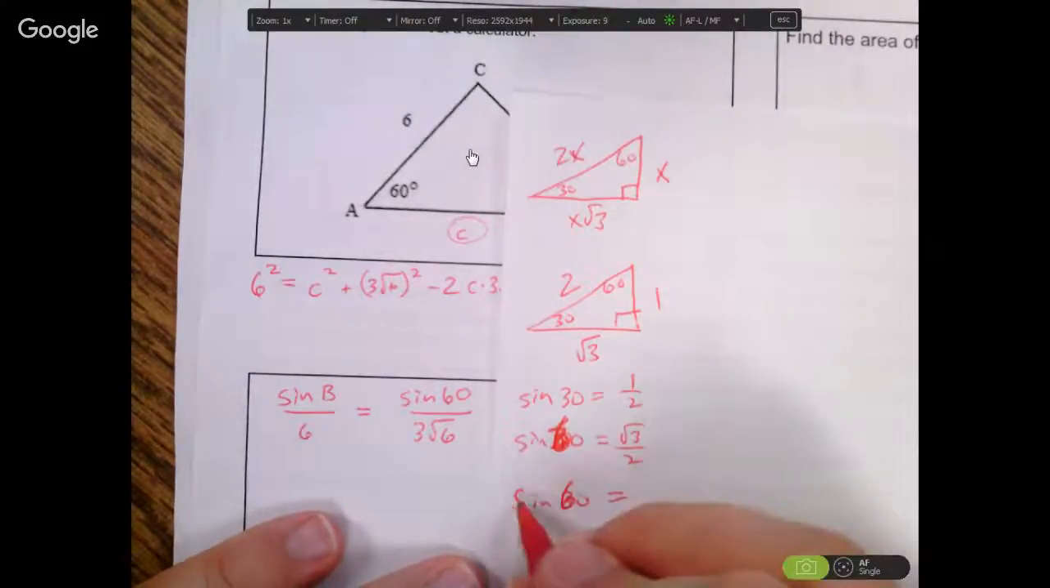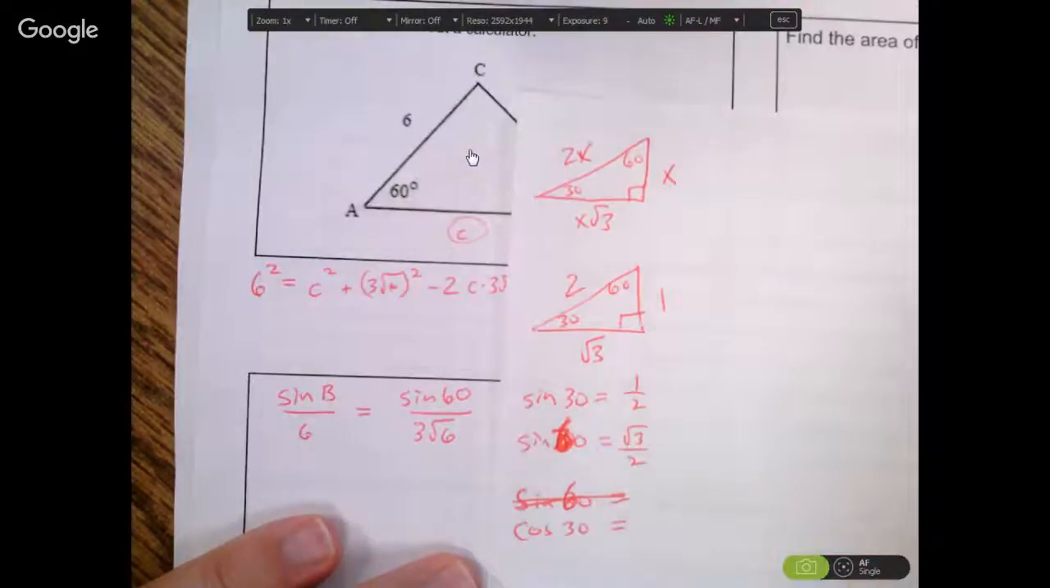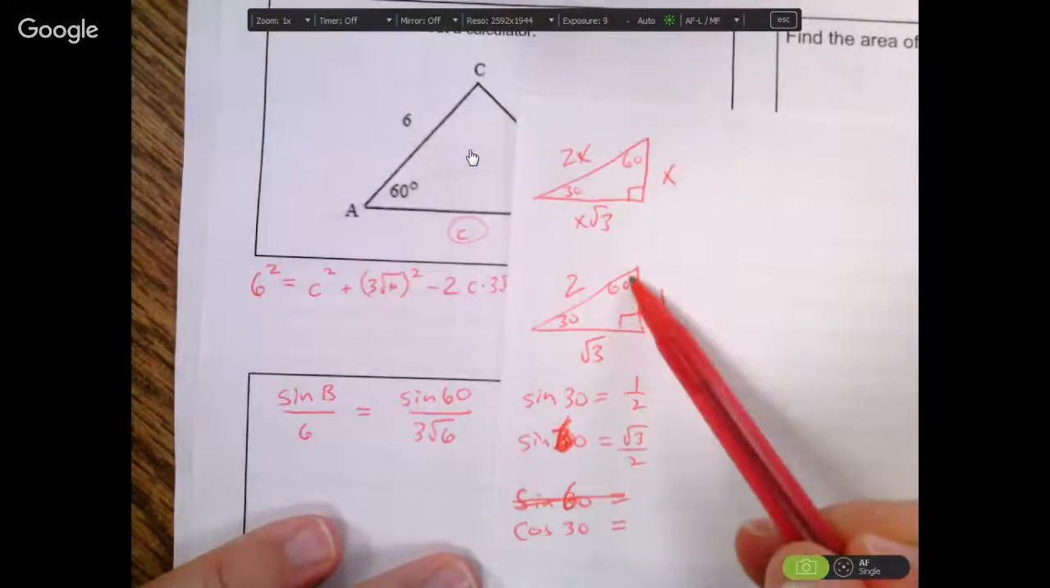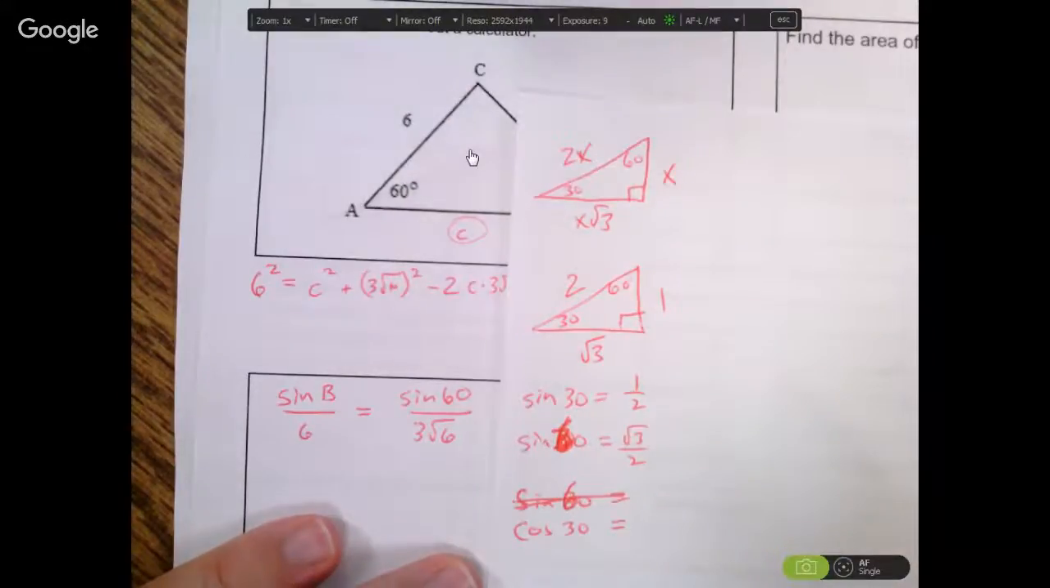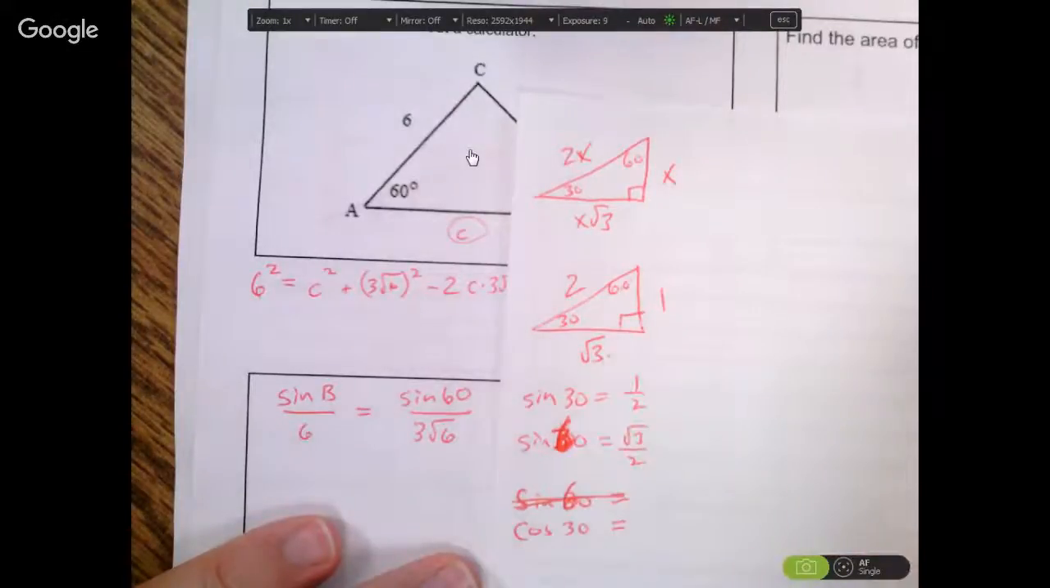I meant to write cosine of 30. Did I do sine of 60 right? What'd I do wrong? It's radical 3 over 1. For sine of 60? Shoot, sorry. Okay. Cosine is adjacent over hypotenuse.